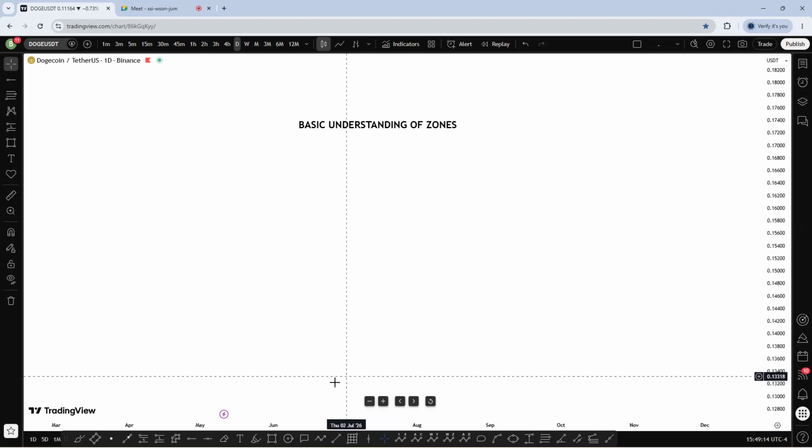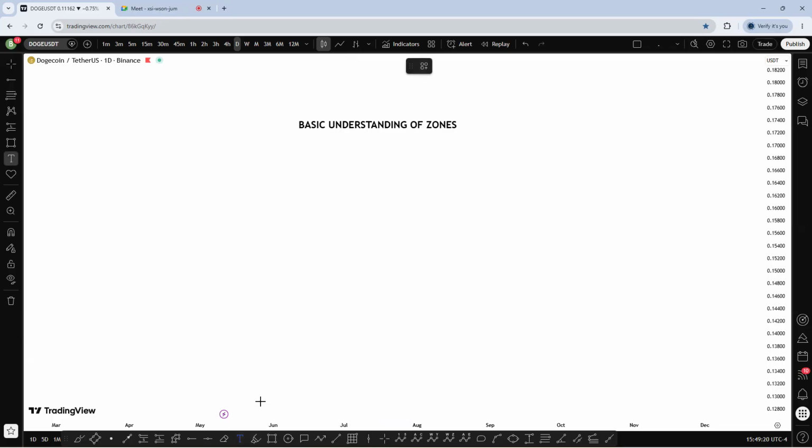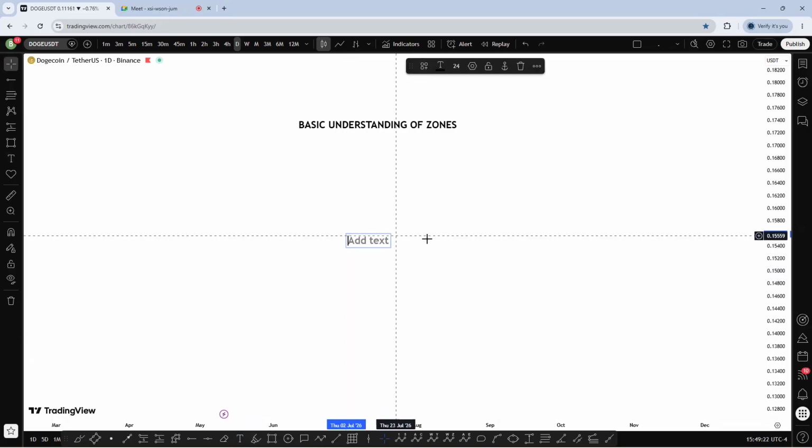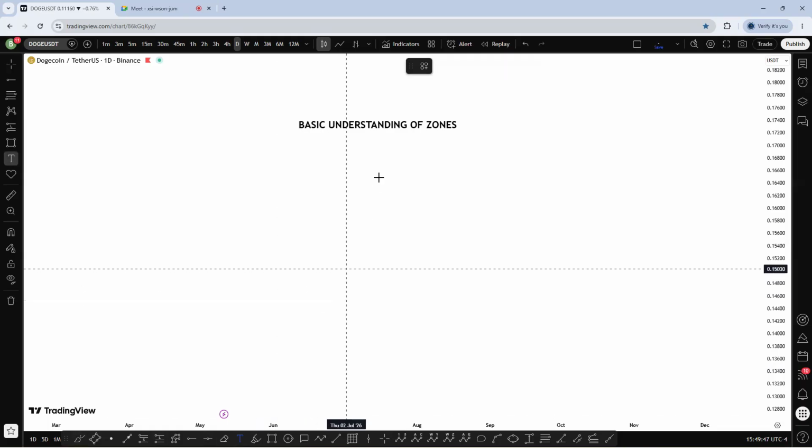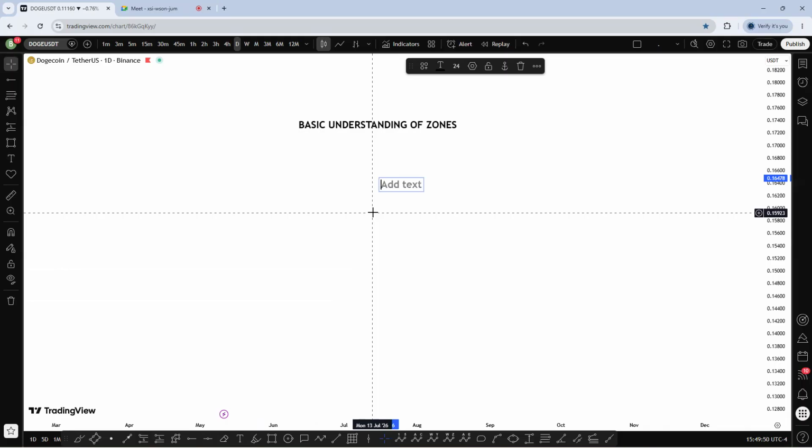Today we're going to talk about zones. So when we talk about the zones, we talk about where imbalance was created in the marketplace. Simple as that. Where imbalance was created in the marketplace. That is a zone. For example, when I say imbalance, I'm not talking about the normal imbalance. I'm talking about imbalance between buying and selling.